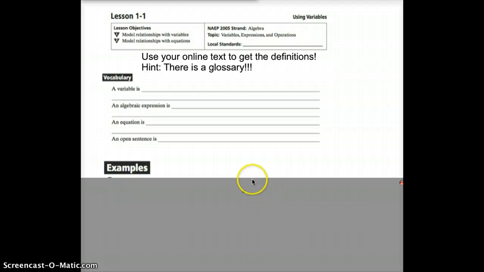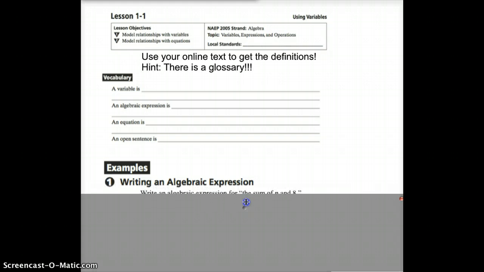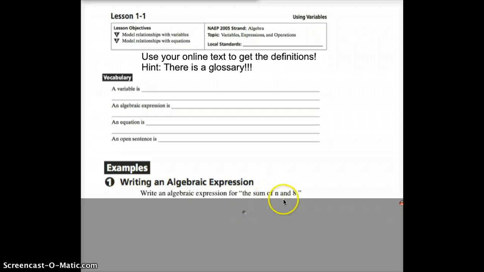We're going to go over the first example in our notes, and the first example has us writing an algebraic expression. Now remember, an expression does not have an equal sign, okay? Only equations have equal signs. An expression just represents two numbers or variables, okay? So we're going to write an expression for the sum of n and 8. In this case, n is going to be any number, so the sum of a number and 8.